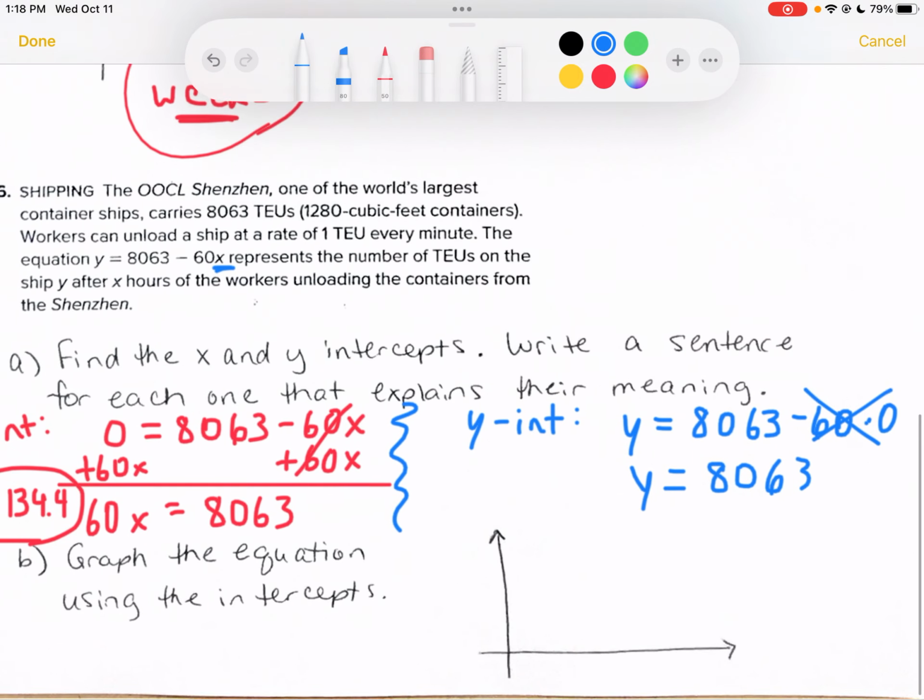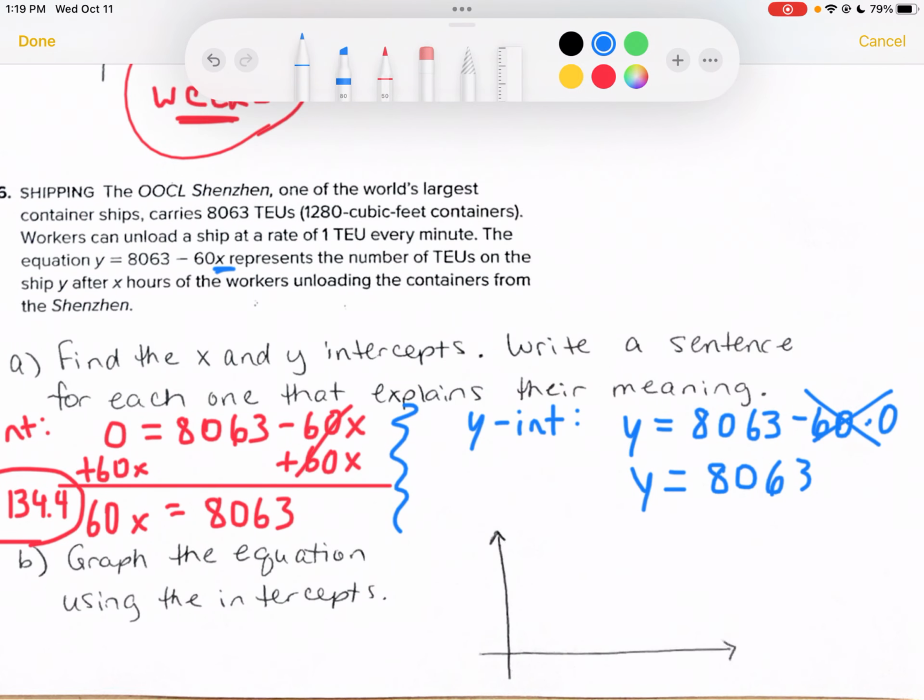Then label your x and y axis. X is hours. Y is containers.